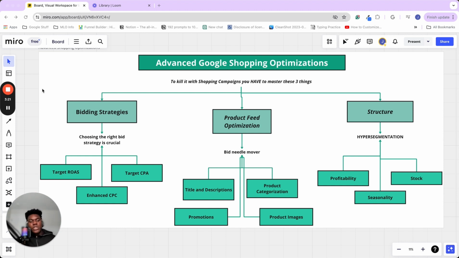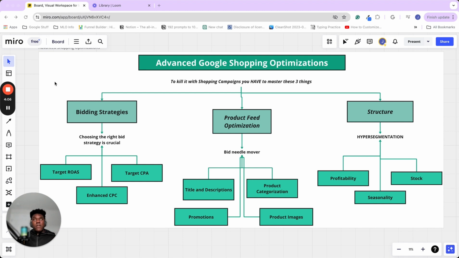tCPA is something that we try not to use as much, just because it's harder to optimize an e-commerce account based off of CPA, especially a store with multiple SKUs. But if you have something like a single SKU store and the product sells for $500 and you know that your CPA needs to be around $150 to see profit, then tCPA is something that you can take advantage of. But it's not often that we have brands that come in with that.